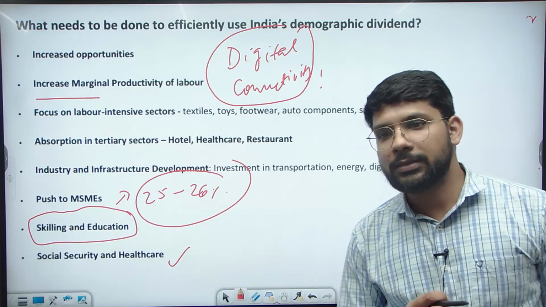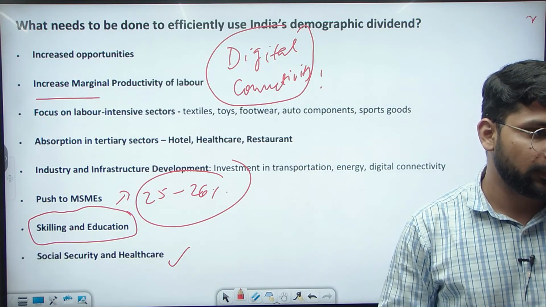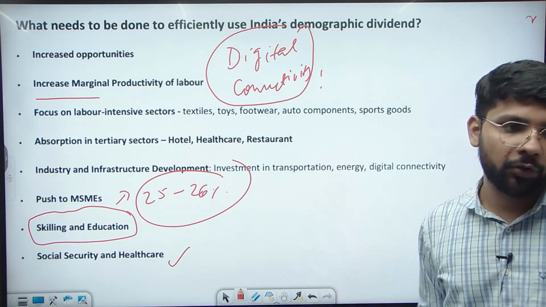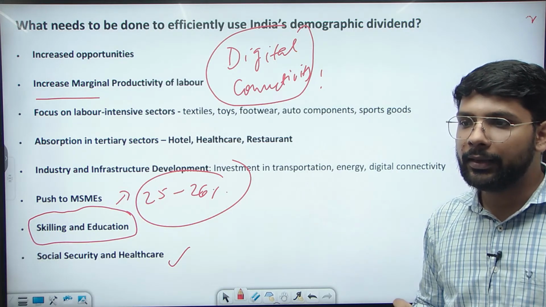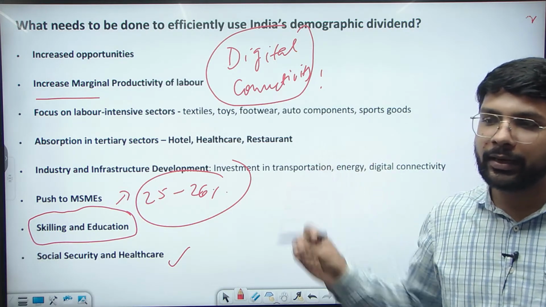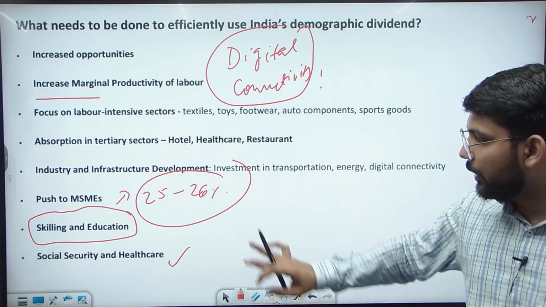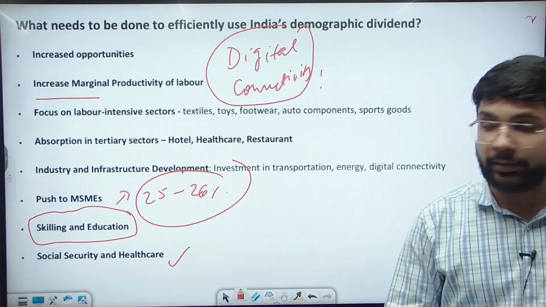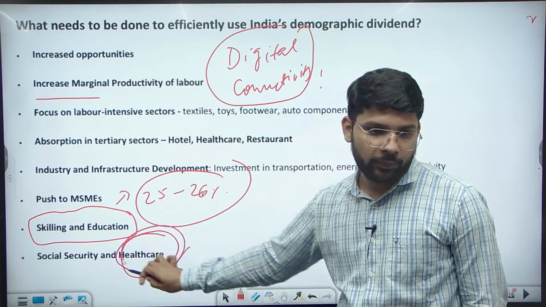Social security means the government will provide some schemes to the worker where they feel secure related to health, related to food security, related to housing and income, and some other security given by the government to the laborers. So we need to be focused on the social and the health care of this demographic dividend also.